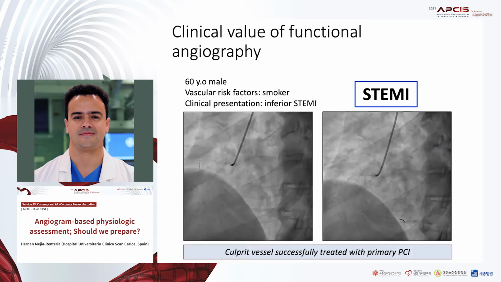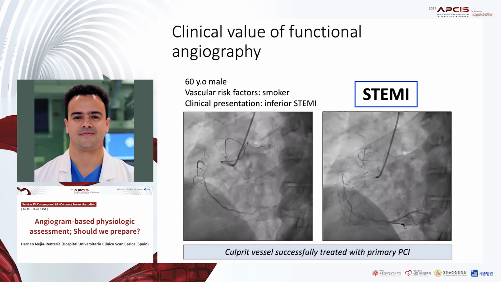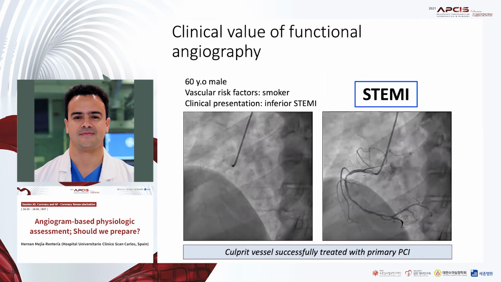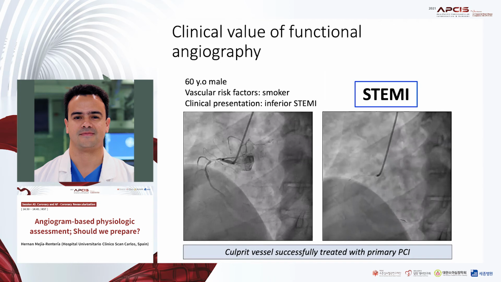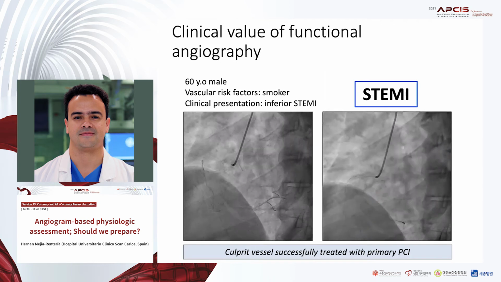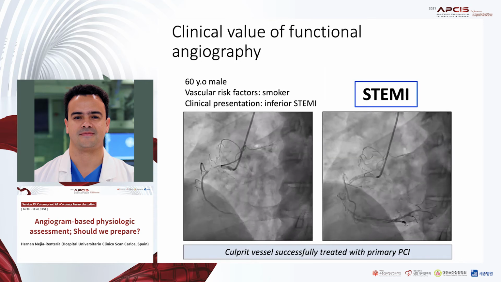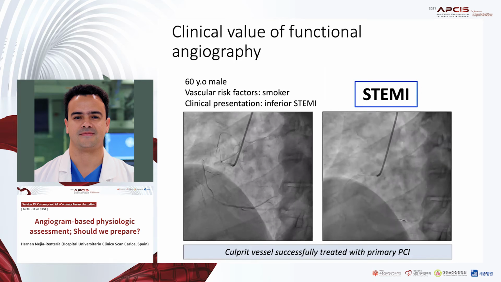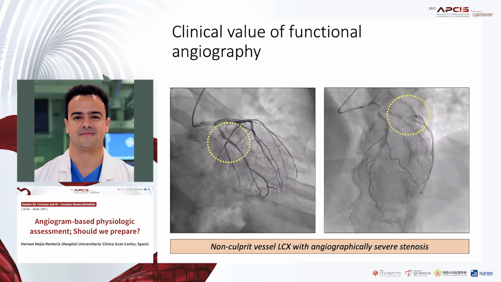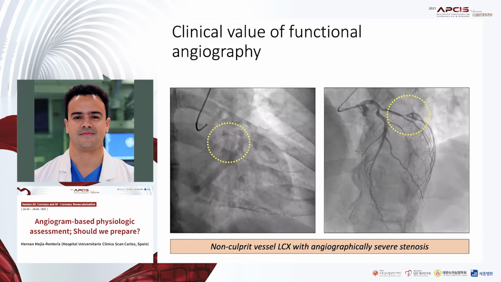Let's see now the clinical value of functional angiography in other clinical subsets beyond stable angina or chronic coronary syndromes. So let me show you 2 clinical cases. This is a 60-year-old male, a smoker, who presented with an inferior STEMI, and the culprit vessel, the right coronary artery, was successfully treated with primary PCI. But in the same acute angiography during the primary PCI, the angiography revealed a severe stenosis in the mid-left circumflex.